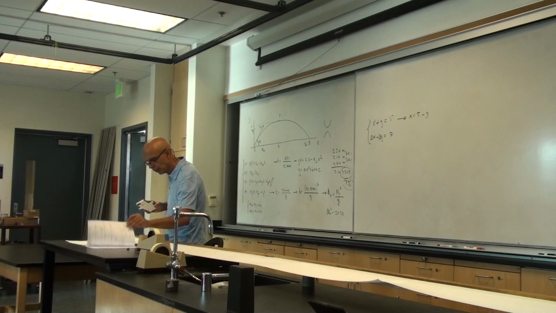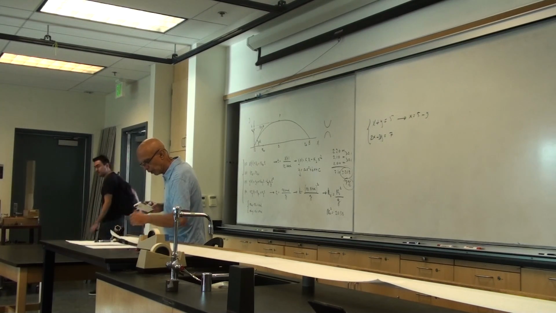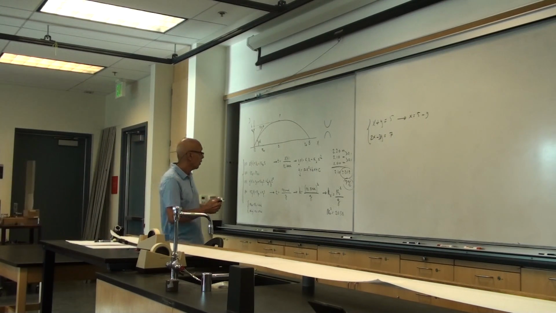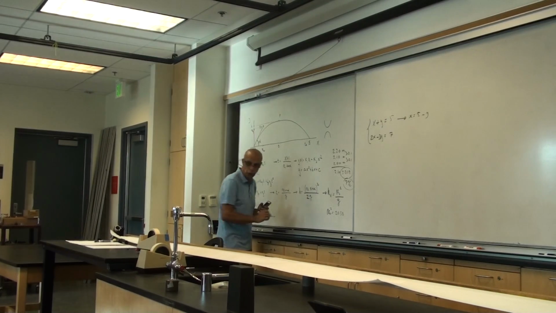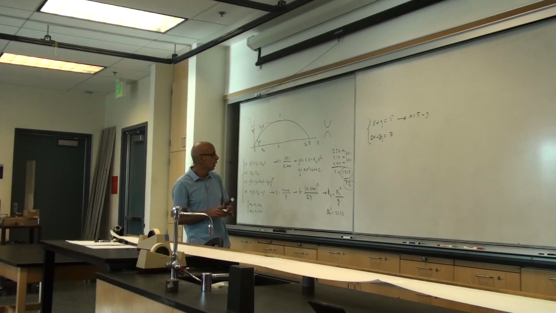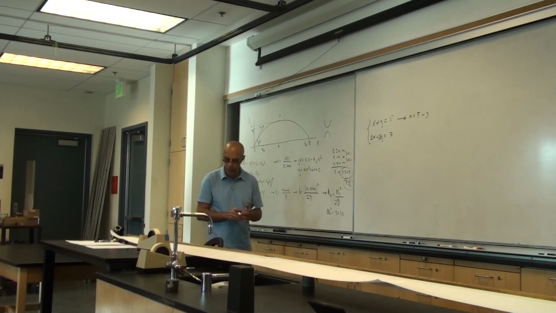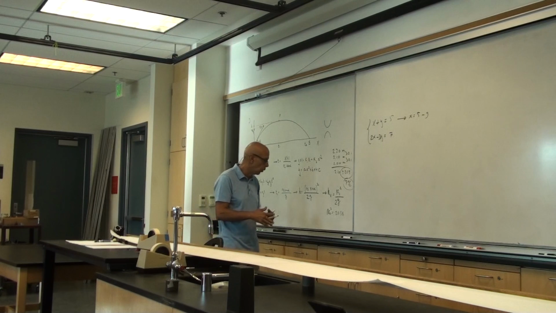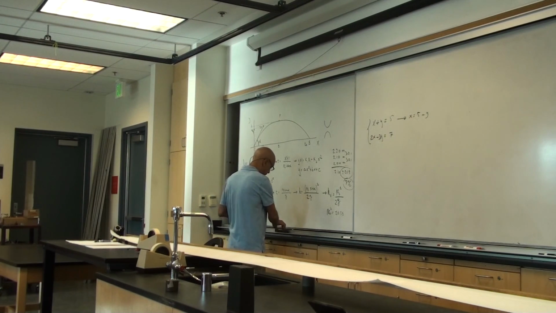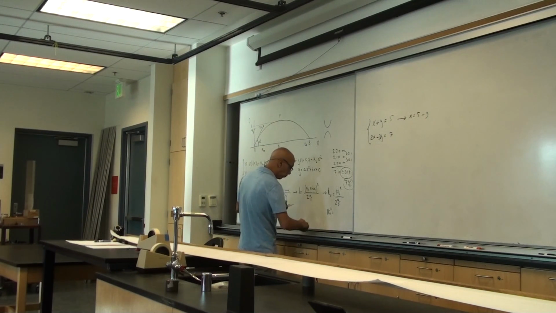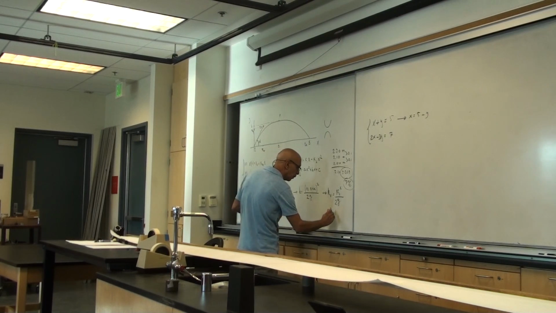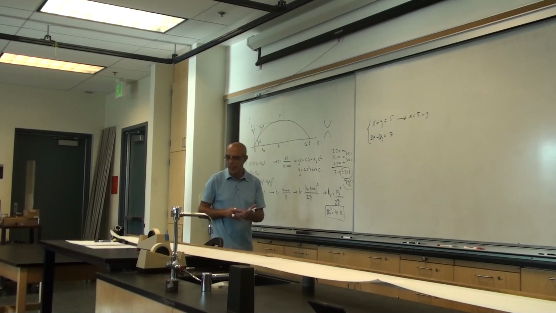Let's see. By the way, I made a mistake here. There is a 2 here, okay? There is a 2 there. So this value should be times 2, 41.16. So v0 squared is 41.16. Okay? Let's save that number.